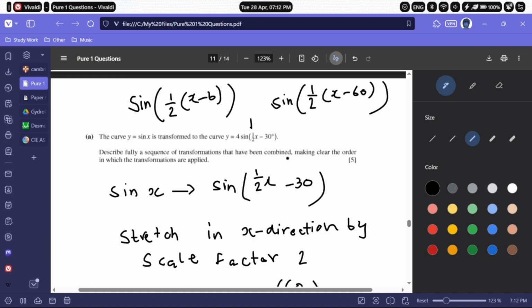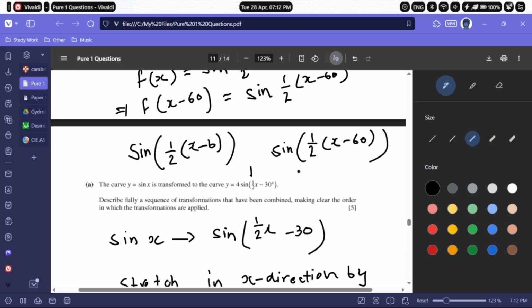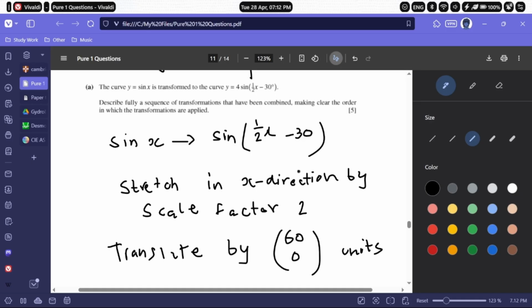Why did you take 1 over 2 out? You don't really have to. This is one of the ways, but we could also stretch first and then translate, right? Yeah, so you can also stretch it. In this case, we are stretching it first by scale factor 2, and then we're translating it. You could also translate it first and stretch it. Both ways would work, okay?